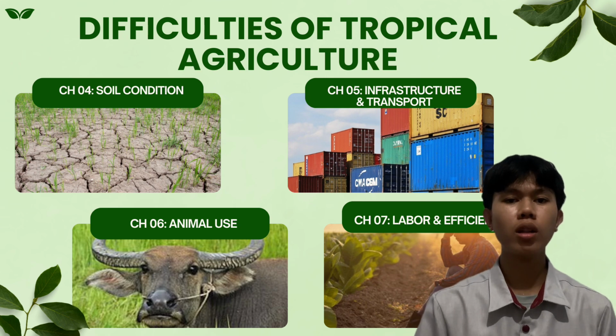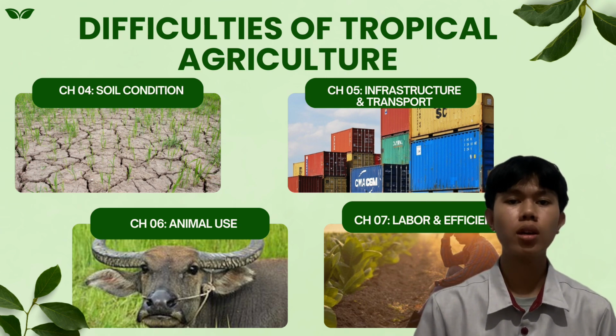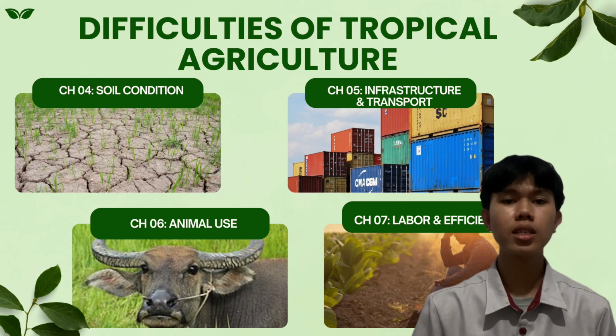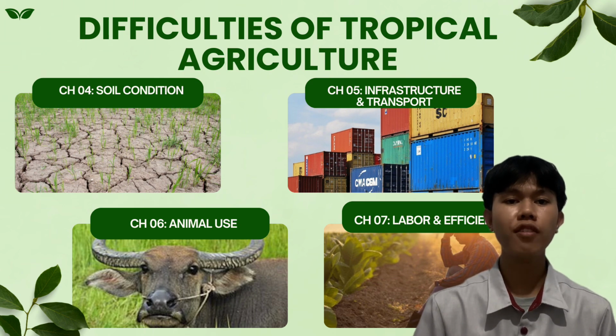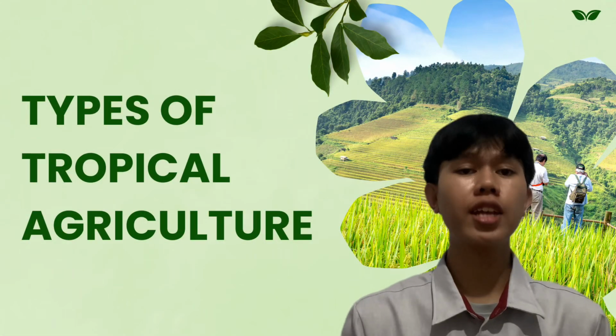All in all, tropical agriculture is challenging due to factors like rapid plant growth, pests, soil quality, transportation issues, and socio-economic conditions. Farmers in these regions must navigate these obstacles to improve their farming outcomes and support their communities. So let's proceed to the next.